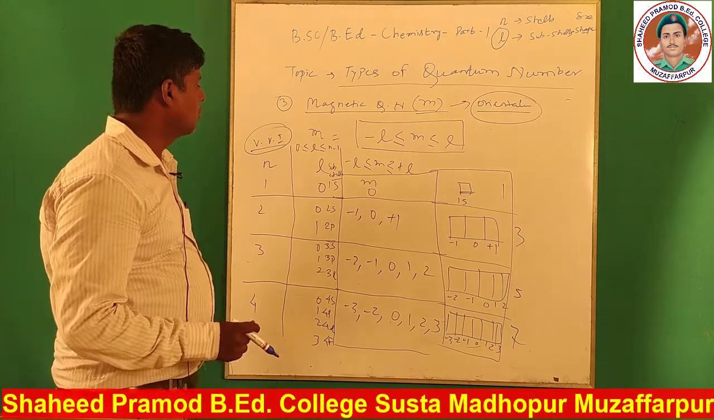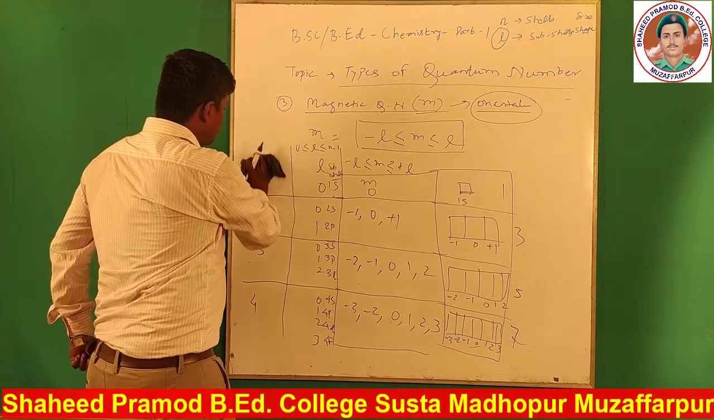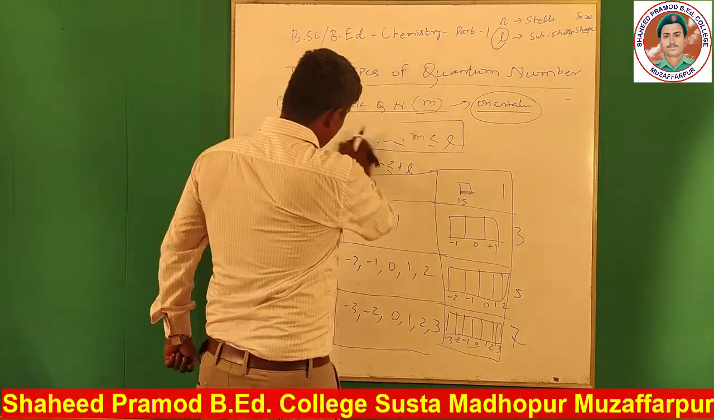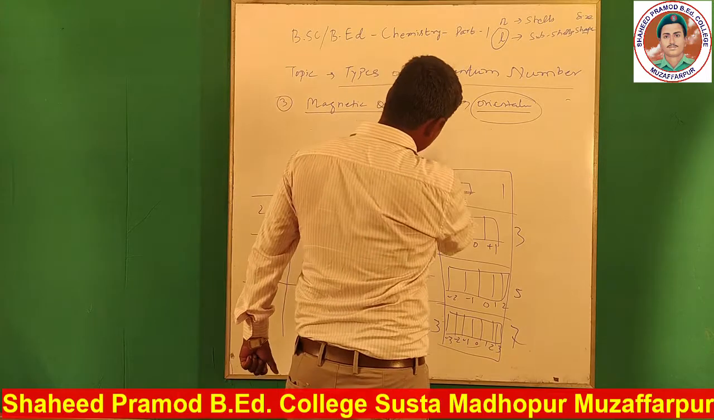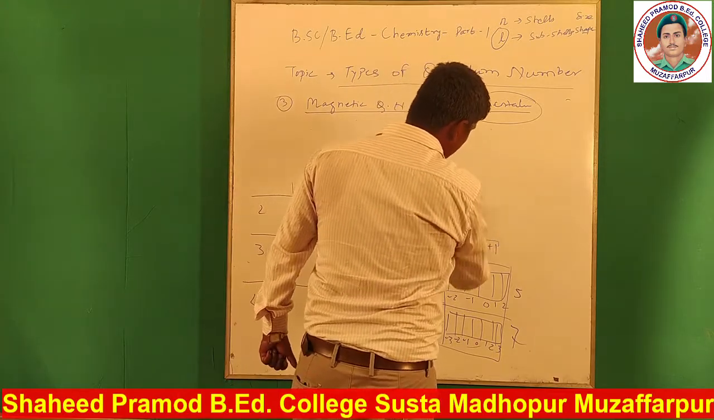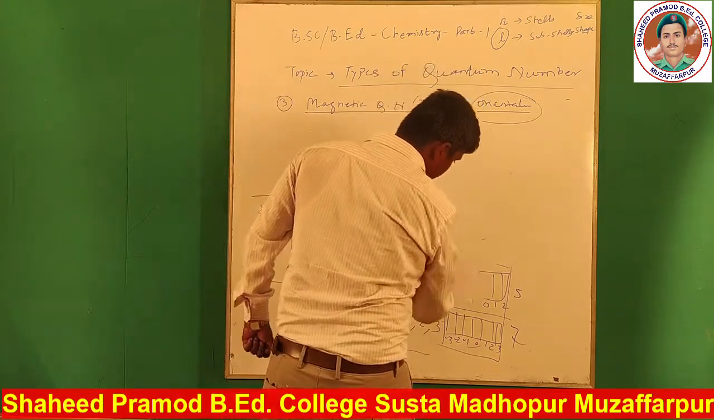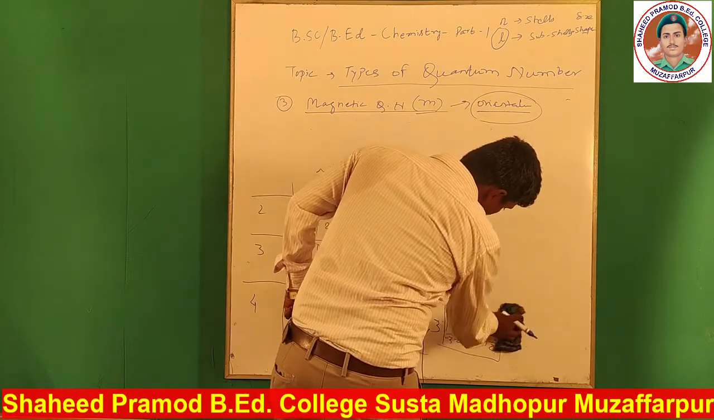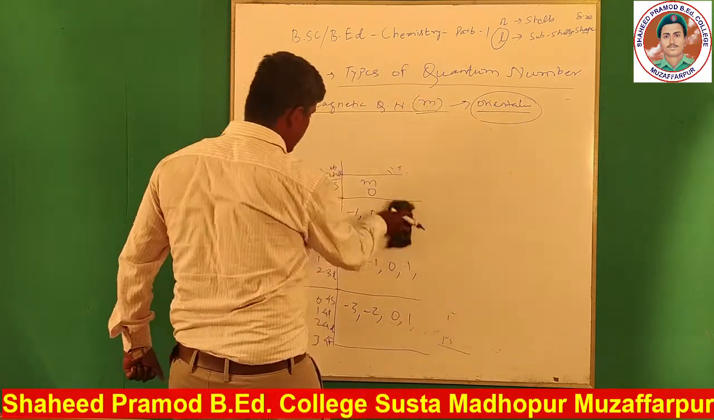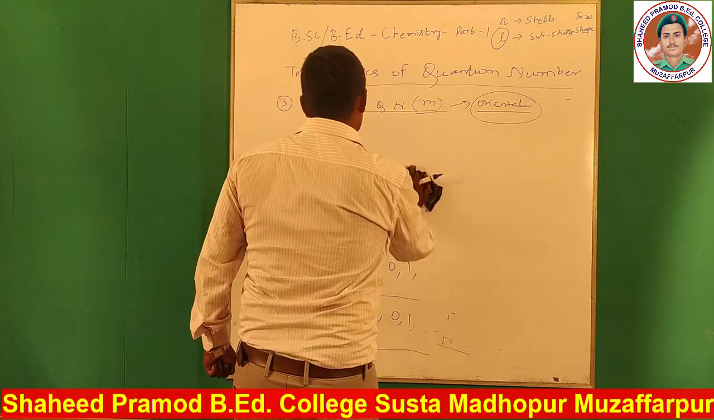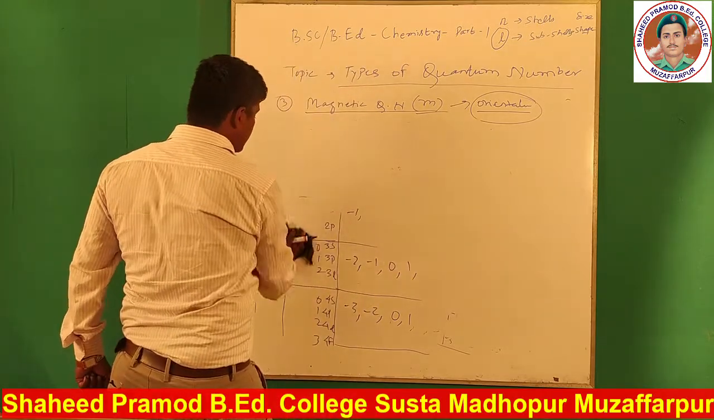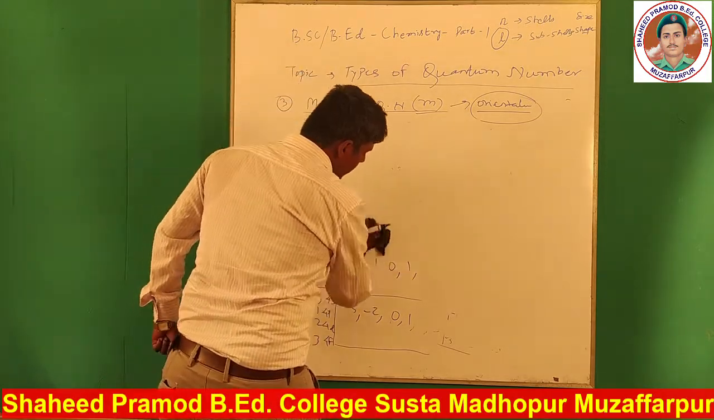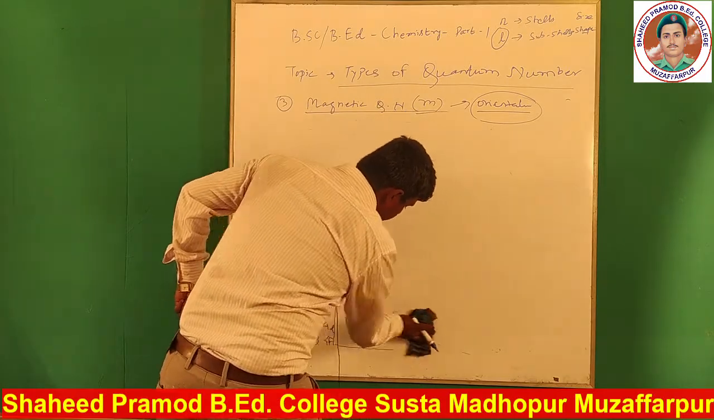Can we rub out now? So there might be some examples based on this in which the number of magnetic quantum numbers or the number of orbitals can be asked. So we can see one or two examples in which we can calculate the number of orbitals.